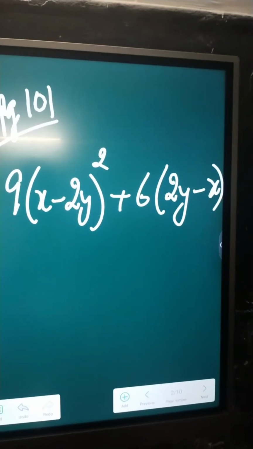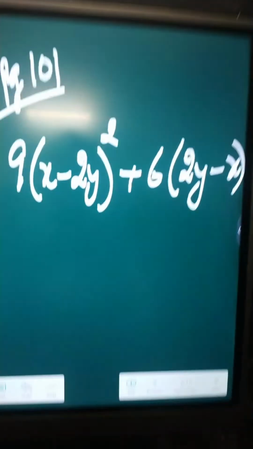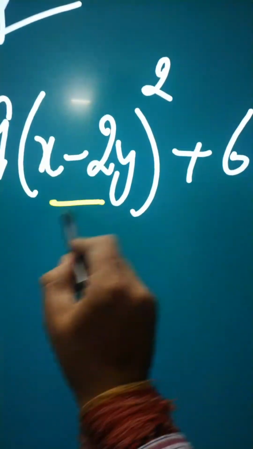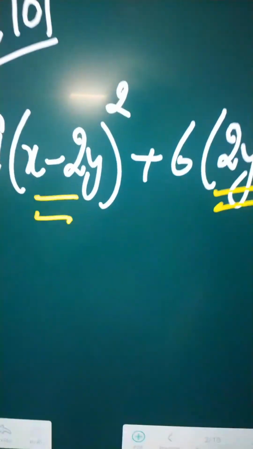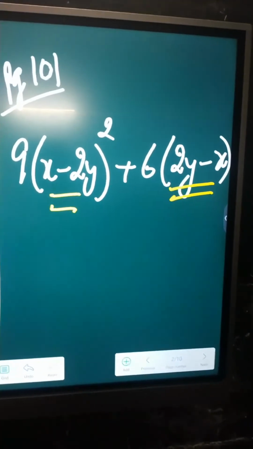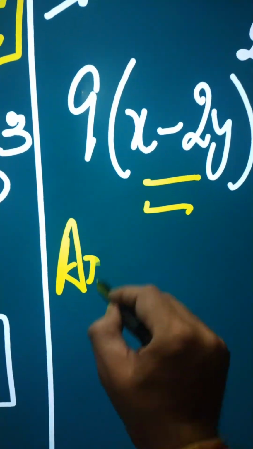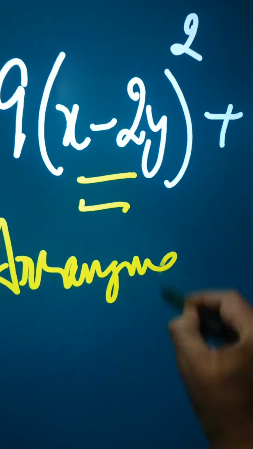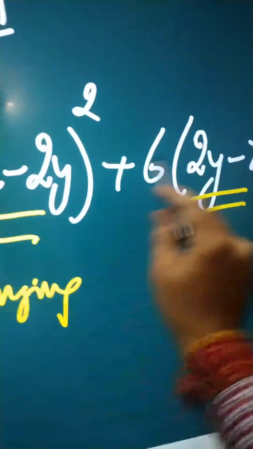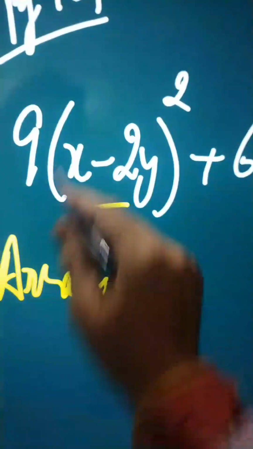Now how will you do this? In this question, 9 into (x minus 2y), the bracket is the same. It is x minus 2y and that is 2y minus x. So the terms are the same but the signs are different. So I have to arrange it so that the sign is the same. I want to make x plus, and here x is minus. So I have to make x either minus or plus.